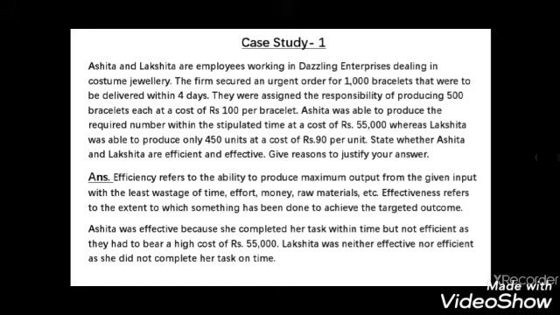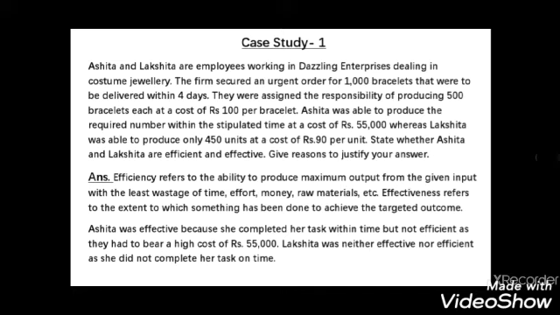55,000. Whereas Lakshita was able to produce only 450 units. Like she was not able to complete the target units at a cost of 90 per unit. Although the cost was also reduced, she was not able to complete the target. State whether Akshita and Lakshita are efficient and effective. Give reasons to justify your answer.